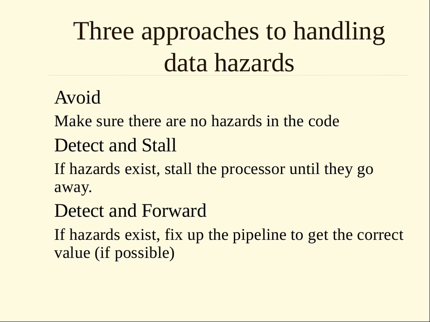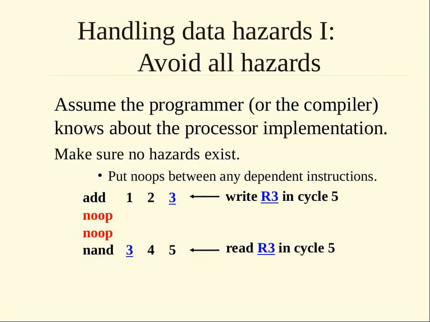All right. So we could avoid, make sure there are no hazards in the code. Going to be a terrible solution. Detect and stall. If a hazard exists, stall the processor until they go away. Well, our code still works, so that's fine. Detect and forward. If hazards exist, fix up the pipeline and get the correct value if possible. There's actually one instance where it's not possible here.